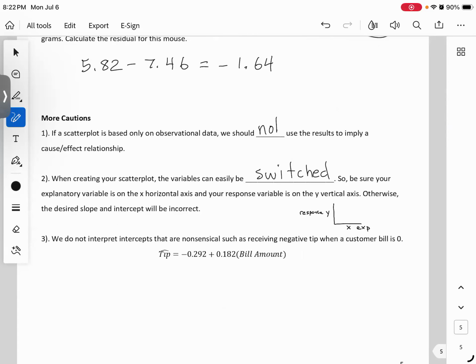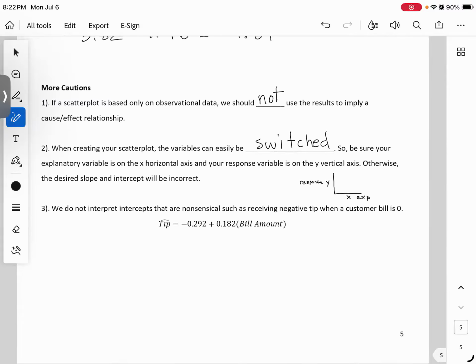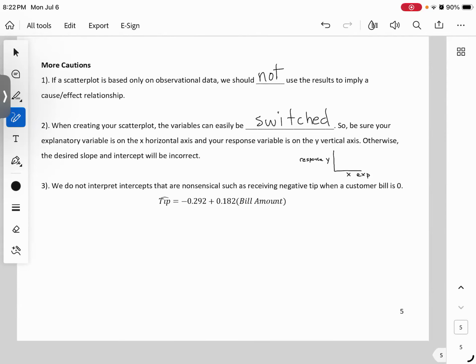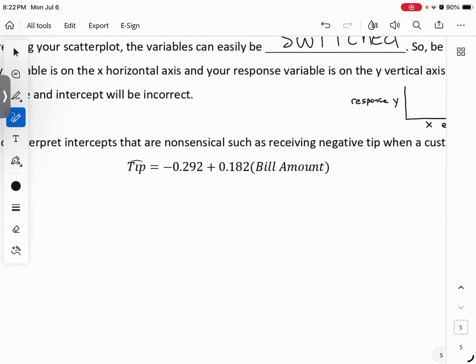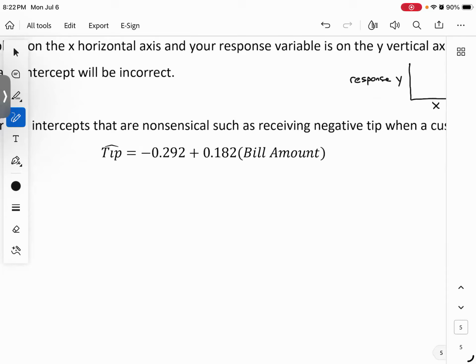And then I'm just going to put the word not here. And look what it says. If a scatter plot is only observational, you can't use those to try to claim or conclude cause and effect. You can only say this thing might be related to this other thing, like this variable might be influencing the other.